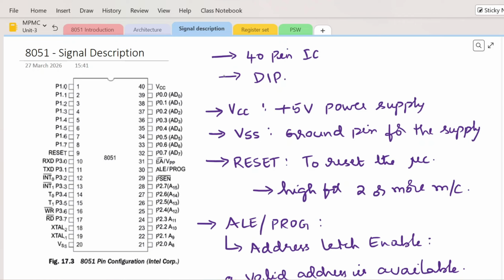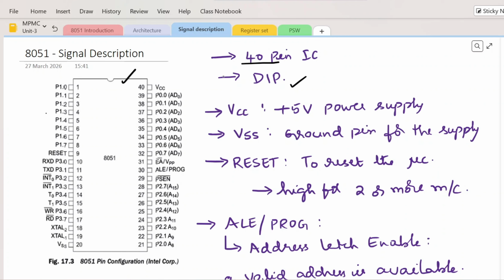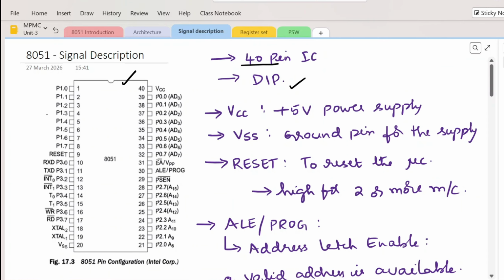So here, this is the IC of the 8051 microcontroller and it consists of 40 pins. This is a 40 pin IC and it is available in a dual inline package. The pins are numbered 1 to 40. Now we'll go one by one in detail.